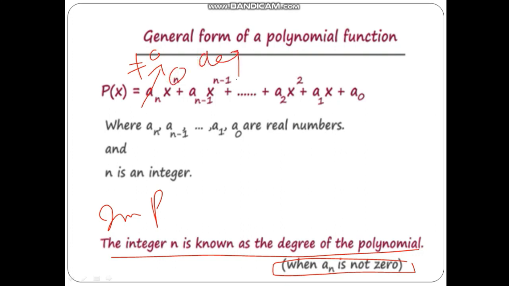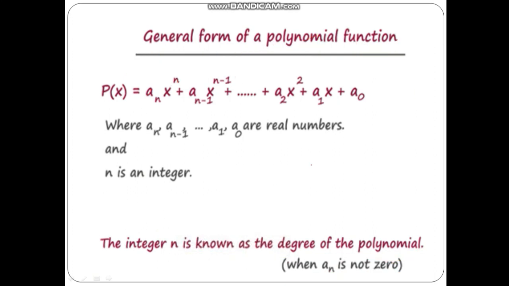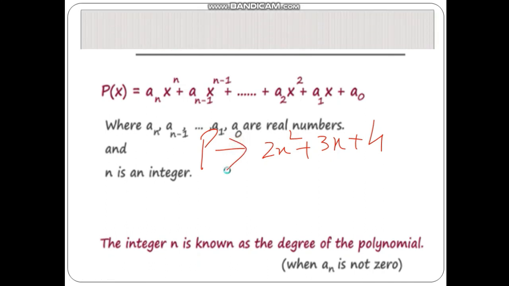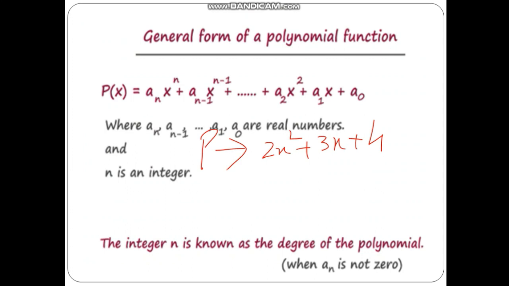This is very important, that this should not be equal to 0 always for the polynomial, and this n is the degree of the polynomial. Fine, if I am having 2x square plus 3x plus 4, this is considered as a polynomial. Here the variable's highest power is 2. So this 2 is the degree of the polynomial. So this polynomial has degree 2.